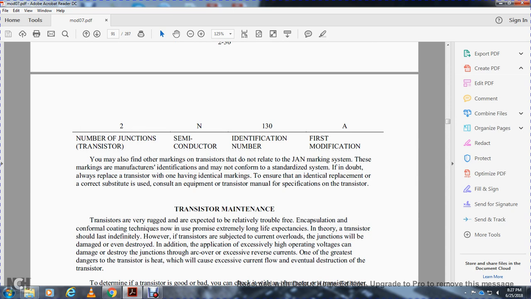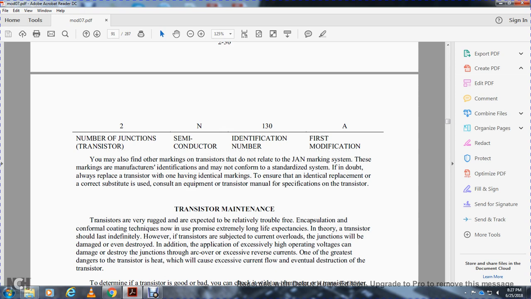Alright, number of junctions versus semiconductor identification number in the first modification. You also find other transistors that do not relate to the JAN marking system. These markings with the manufacturer identification may conform to a standardization system. If in doubt, always replace the transistor with one of identical markings. Ensure an identical replacement, or an equivalent transistor, using a transistor manual with the specifications.